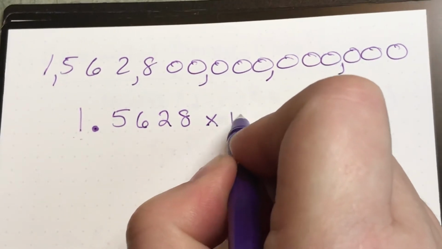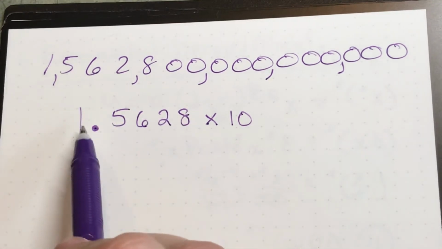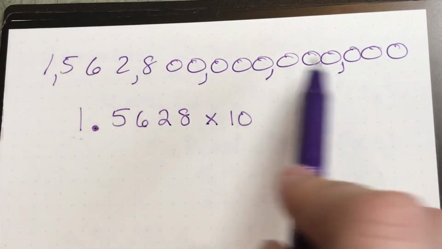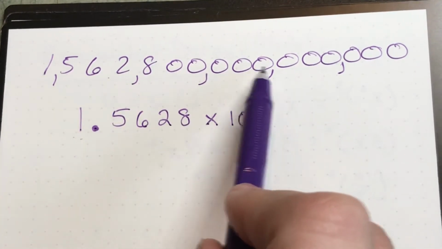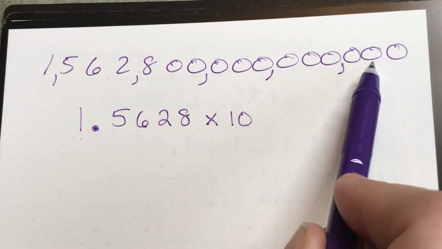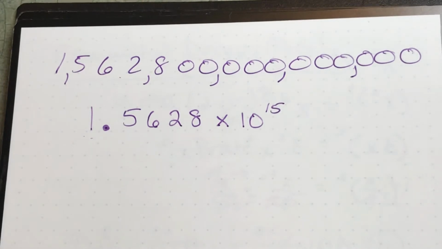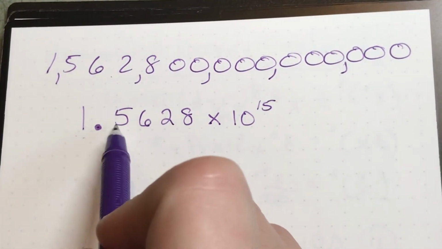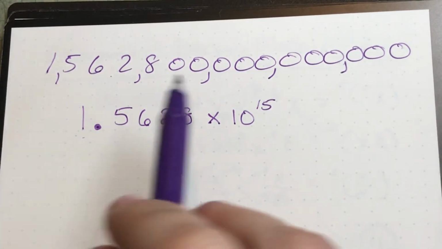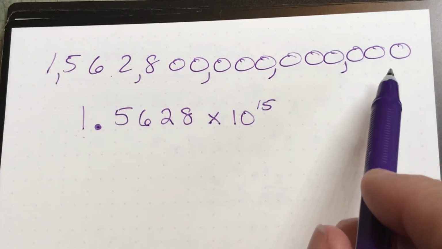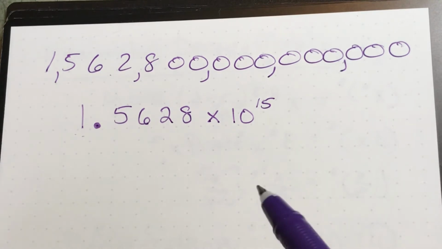And then times 10. So how many times would I have to multiply this by 10 to get back to this number? Well, 1, 2, 3, 4, 5, 6, 7, 8, 9, 10, 11, 12, 13, 14, 15. Okay, so 1.5628 times 10 to the 15th power would get me back to this big long number. So this is just a little easier to read.